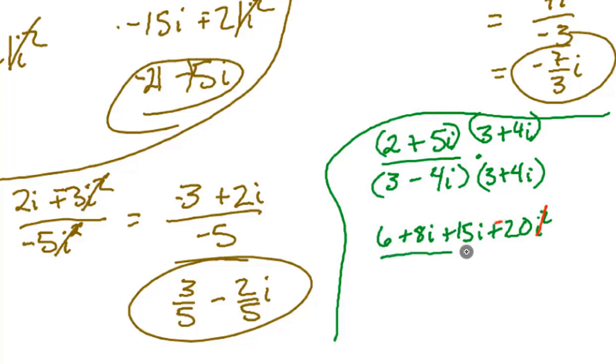Okay, now let's look at the bottom and see what happens. 3 times 3 is 9. And 3 times a plus 4i is plus 12i. Negative 4i times 3 is a negative 12i. There's the magic of the difference of squares. And then minus 4i times plus 4i is a minus 16i squared. Let's take care of these. And just note, i squared becomes a -1. So this is minus a minus 16. That's plus 16. But those go away.